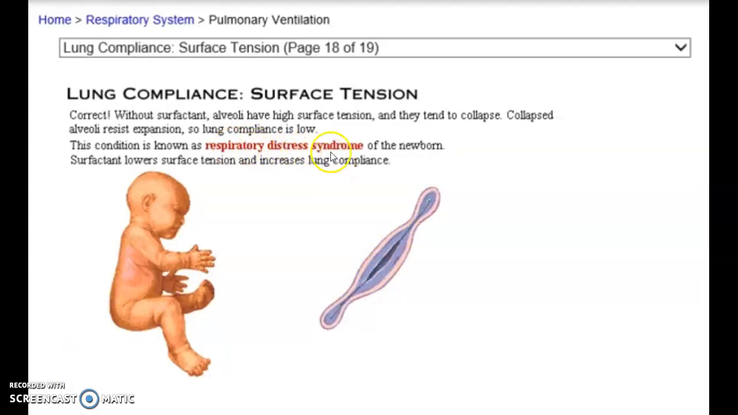In infants without the necessary amount of surfactant, it's called respiratory distress syndrome of the newborn, and again, we would have to introduce an artificial surfactant to keep the alveoli from totally collapsing.